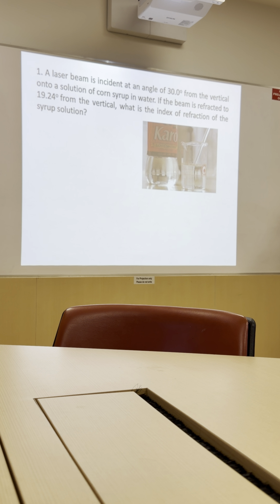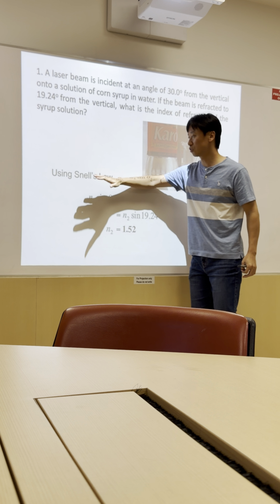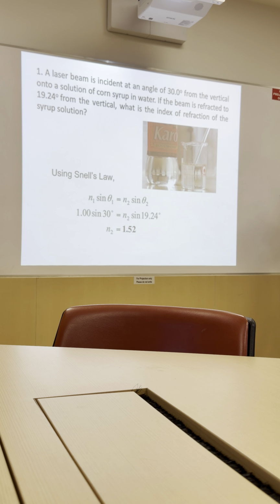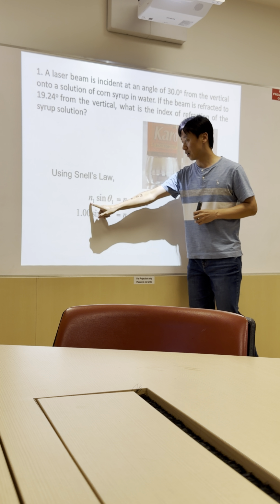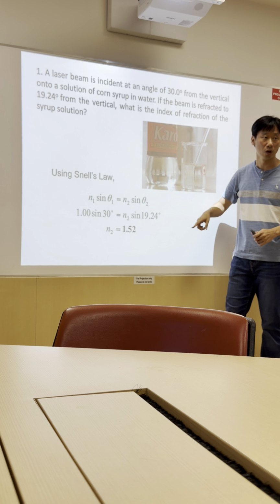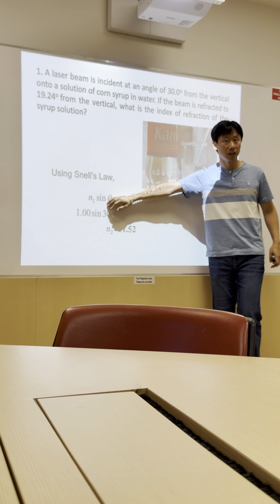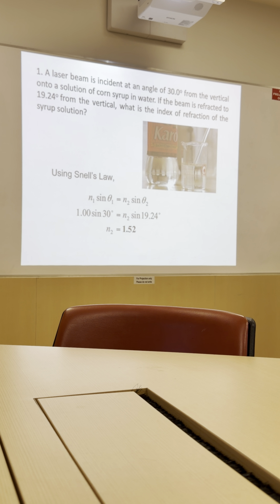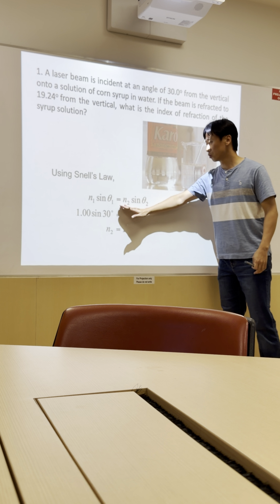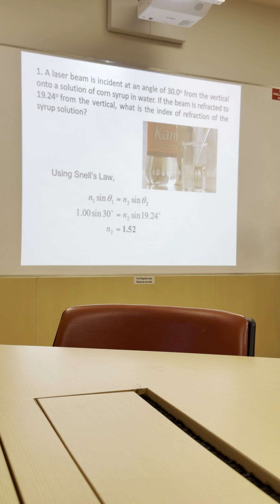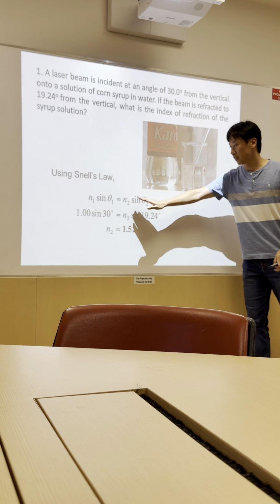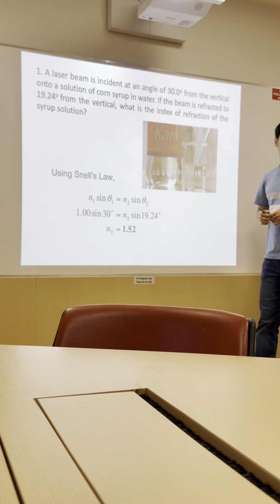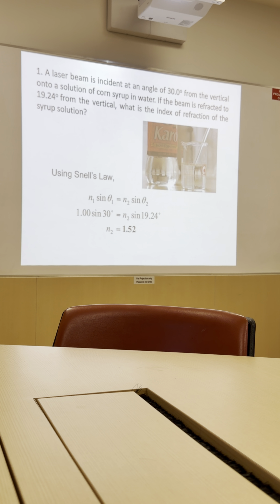So there are 3 variables, 2 are known. And now you can use Snell's law for the refraction. N1 times sine theta 1. Theta 1 is the incident angle of the incident beam, equals N2. N2 is the refractive index of the corn syrup in this case, times sine theta 2. Theta 2 is the refracted angle.